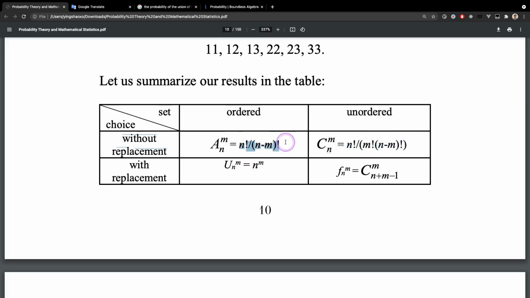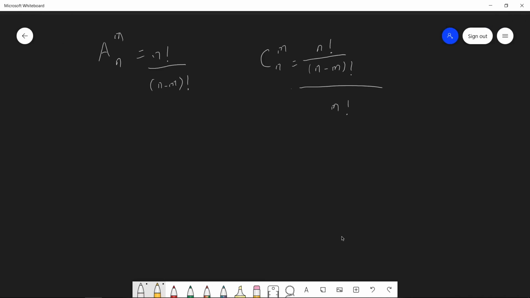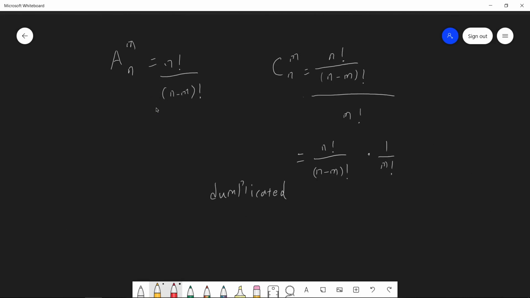We should remember this one, and then the whole stuff divided by r factorial. Yeah, you may not understand what I was thinking about. Let me just draw it out. What I mean is something like this. Because for the combination, we should divide out the possibility of duplicated arrangements in the result. So that's why we divide the whole stuff coming from here by the factorial.